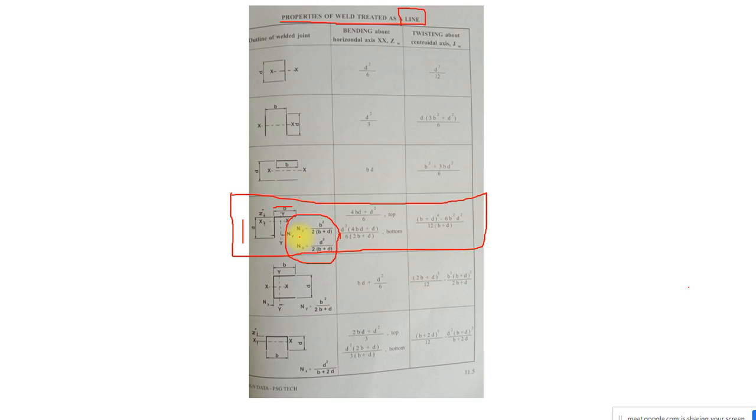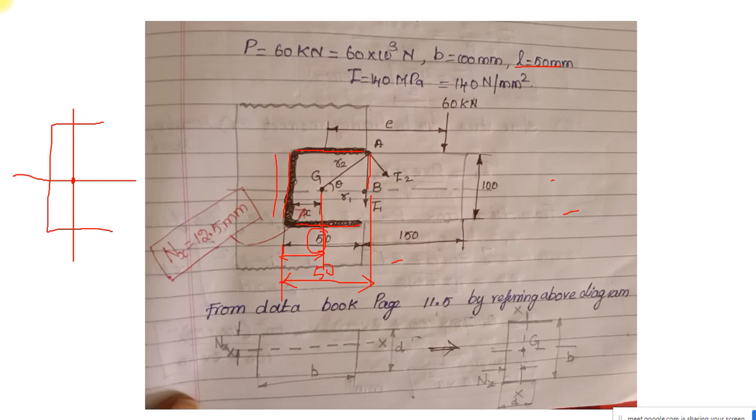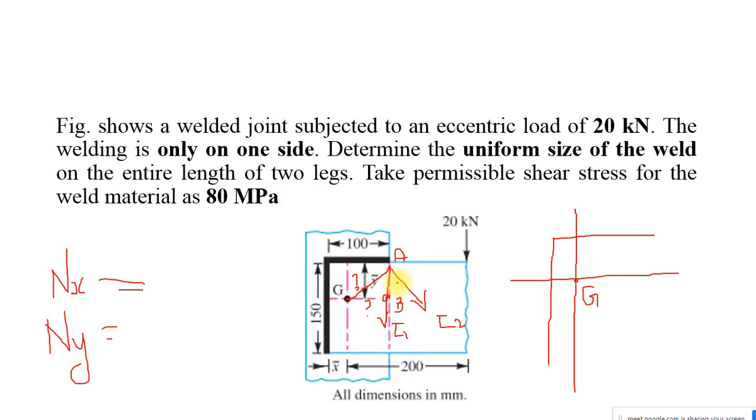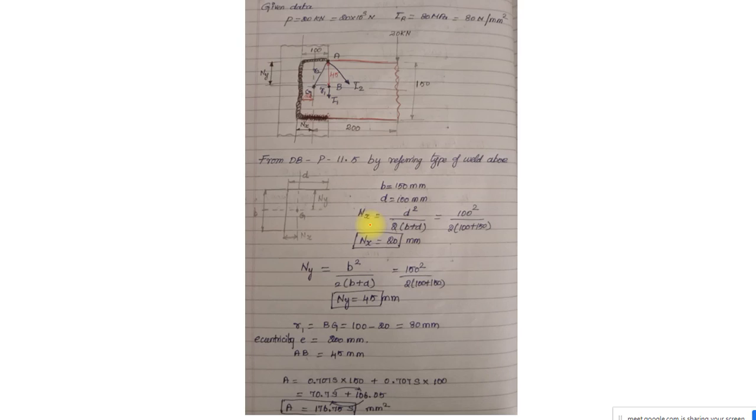If you go back to the data book, you can see here. So nx is equal to d square divided by 2 into b plus d. Ny is equal to b square by 2 into b plus d. Only thing is b and d is being interchanged. Okay, the b and d is interchanged. So I am finding out nx. Nx is equal to d square by 2 into b plus d. I find out the nx distance. It is nothing but this distance. This distance I have found it as nx. And similarly, I am finding out ny.